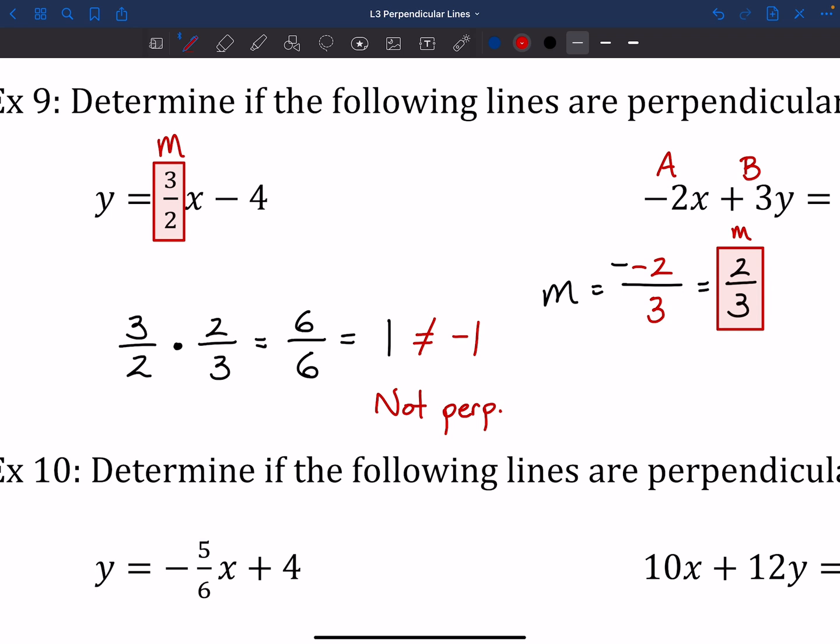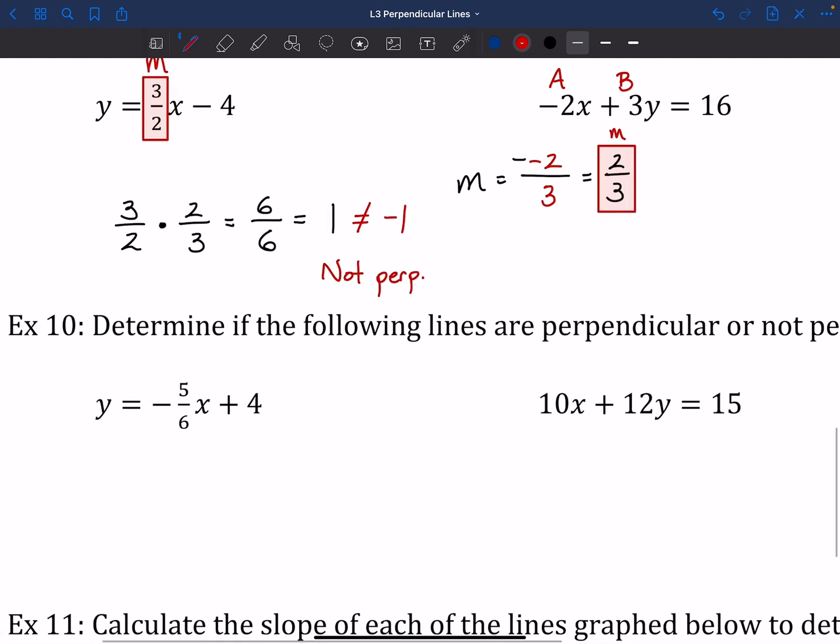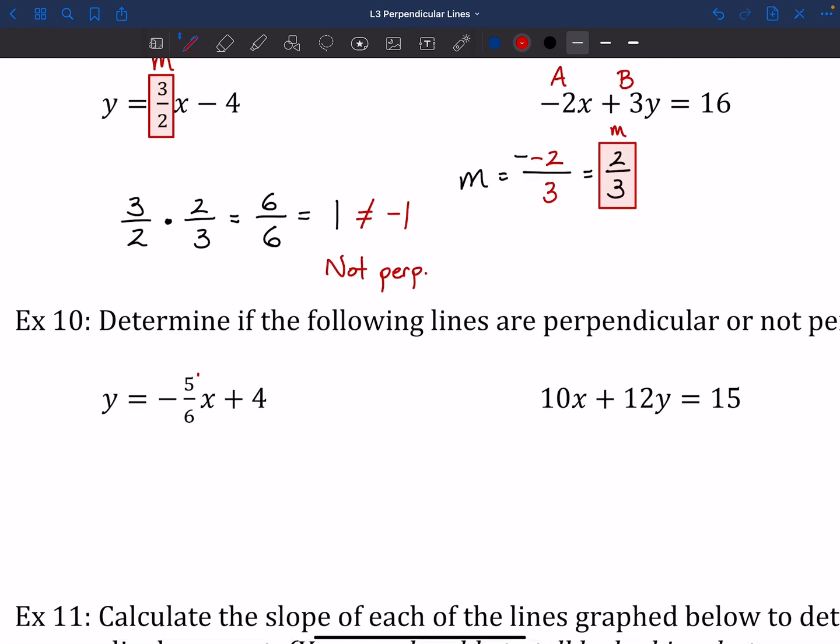Try out the next one. Same idea. Figure out the slopes of those, multiply them together, see if you get -1. Hopefully you did. If not, never hurts to try it. You can still pause, there's still time.